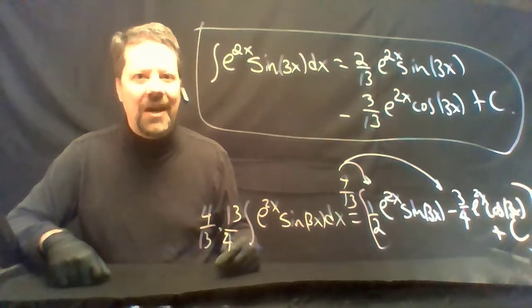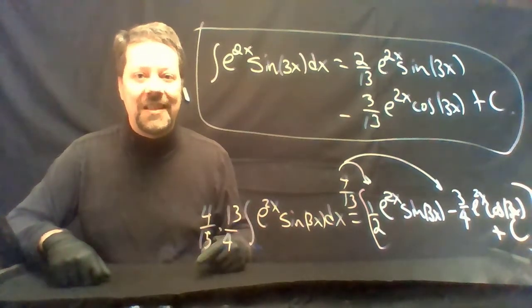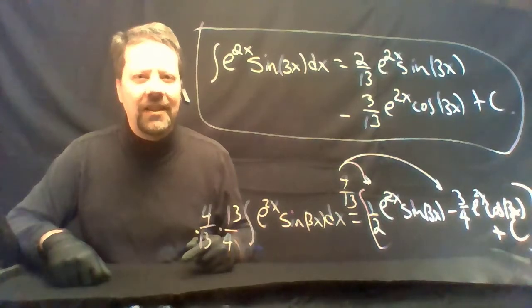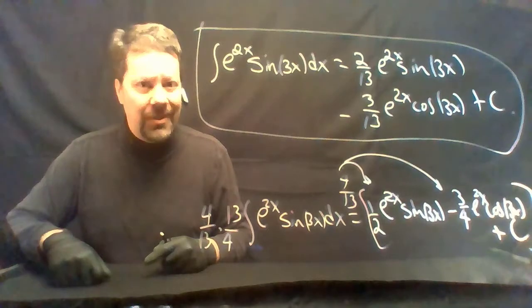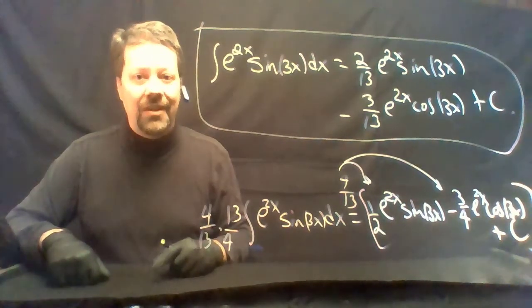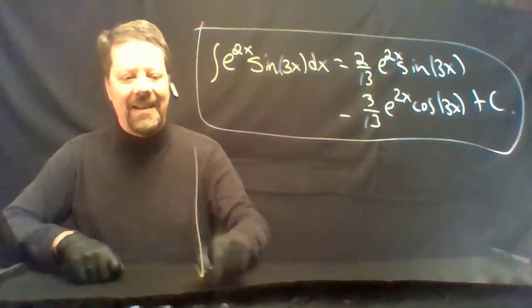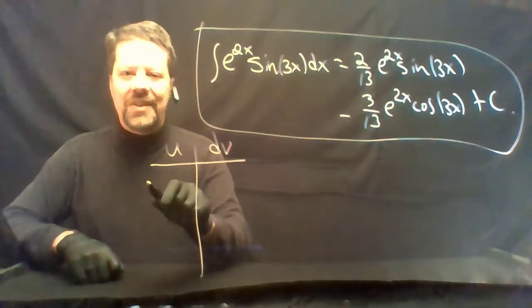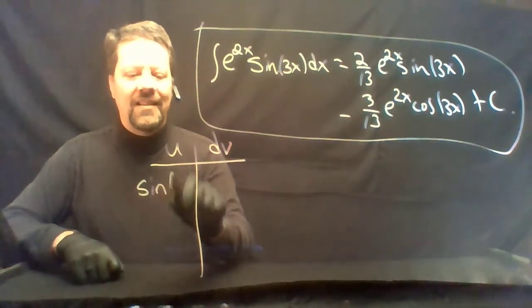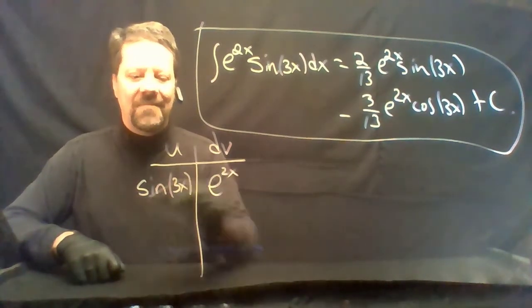I would like to show you how to do this example using the tabular method as well. Yes, it is possible to use the tabular method, but it requires a little bit of an adaptation. On the left, the derivatives won't go to 0. That means we have to insert one extra step. For the tabular method, we have u and dv. We'll choose the same u we had before, the sine of 3x. So dv is e to the 2x dx.